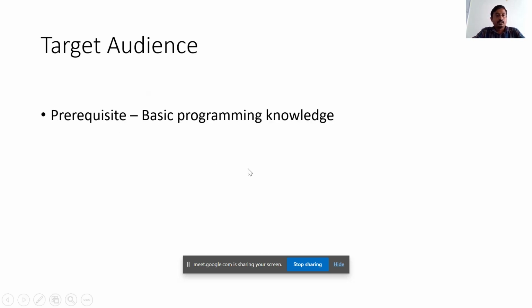Now, the target audience for this class: I expect that there are some civil, mechanical and electrical students also. So this class will be very elementary for the CS students, but for other students also we expect some basic programming knowledge. We cannot start from scratch, so you should know the basic concepts of programming.